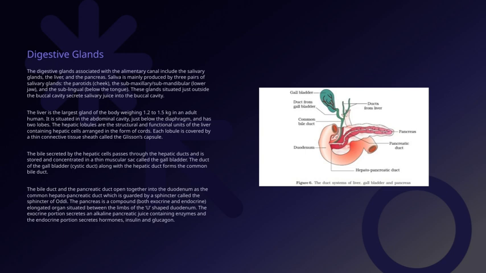Finally, I want to touch on the digestive glands associated with the alimentary canal. These include the salivary glands, the liver, and the pancreas. Saliva, for example, is mainly produced by three pairs of salivary glands: the parotids near the cheeks, the submandibular or submaxillary glands near the lower jaw, and the sublingual glands located below the tongue. These glands are situated just outside the buccal cavity and secrete saliva into the mouth, which plays a crucial role in the initial stages of digestion.